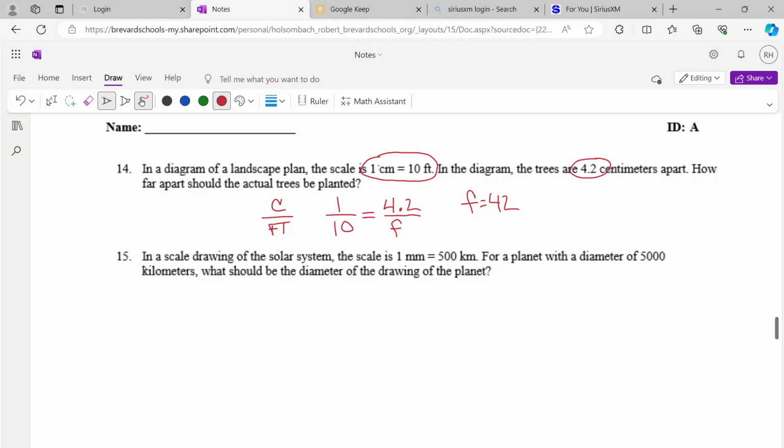And problem number 15, in a scale drawing of the solar system, the scale is 1 millimeter to 500 kilometers. So we got millimeters to kilometers is equal to 1 to 500. For a planet with a diameter of 5,000 kilometers, if we're millimeters to kilometers, 1 to 500, what should the diameter of the drawing be? The drawing is going to be smaller, so we're going to solve for millimeters over 5,000.